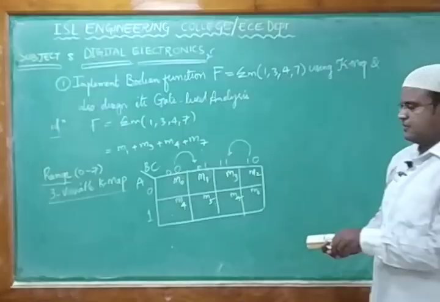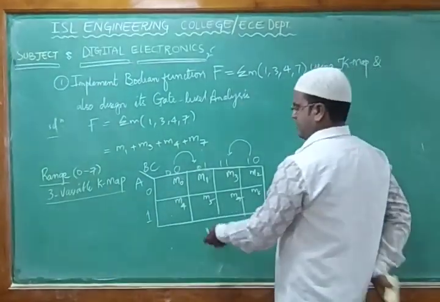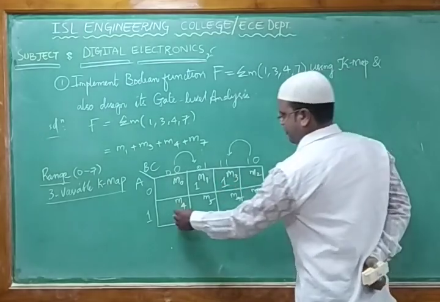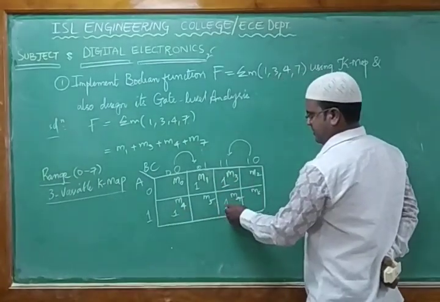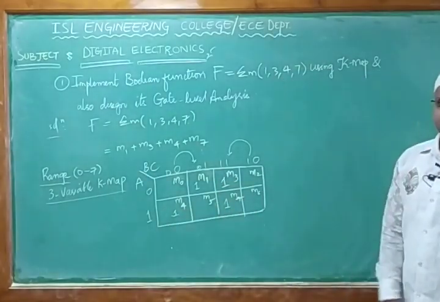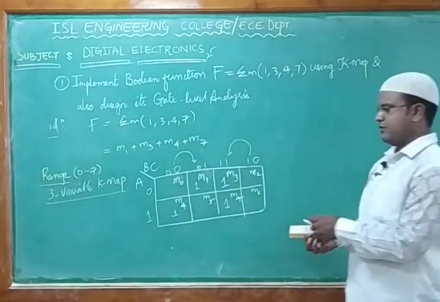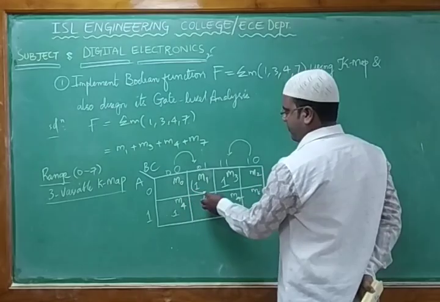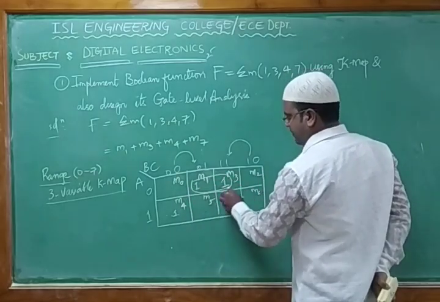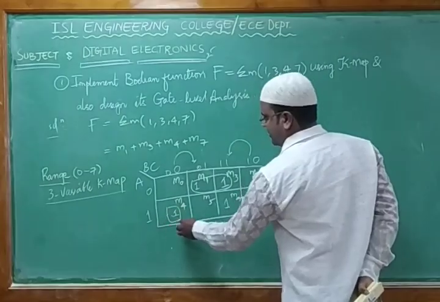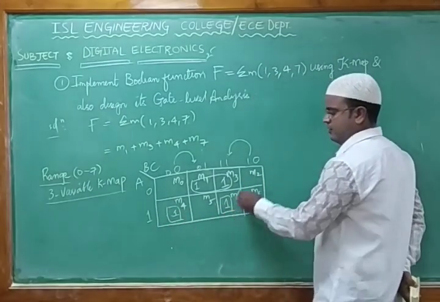What are the values given? It gave 1, 3, 4, 7. So 1, 3, 4 and 7. These are the ones, because each square box represents one min term. So we need to combine the values. I can combine these two, and I get one binary combination by combining these two. Similarly, here I don't get anything, so here is a single 1. Again here I'll get a single 1.